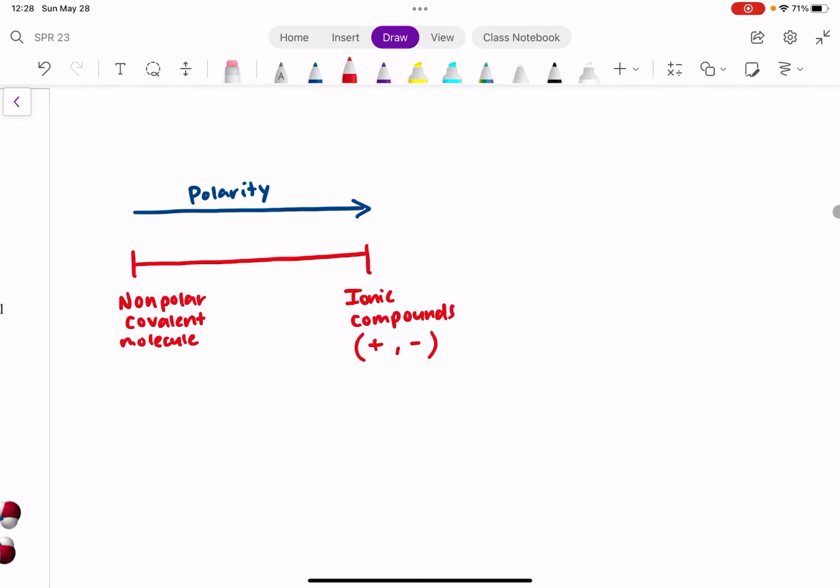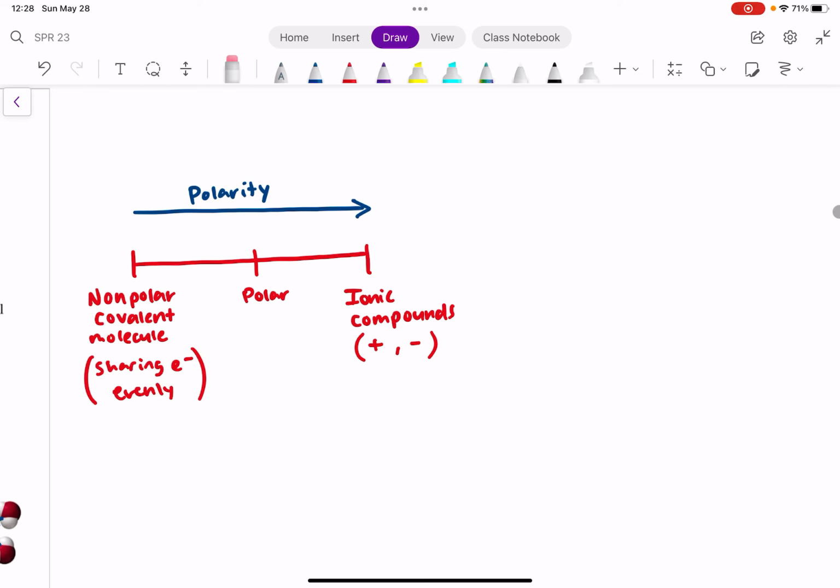Nonpolar covalent molecules are sharing electrons evenly. And then we said there's something in the middle, and that's polar covalent molecules. Let me give myself a little more room here. Polar covalent molecules are still sharing electrons. They're covalent, but they're sharing them unevenly.